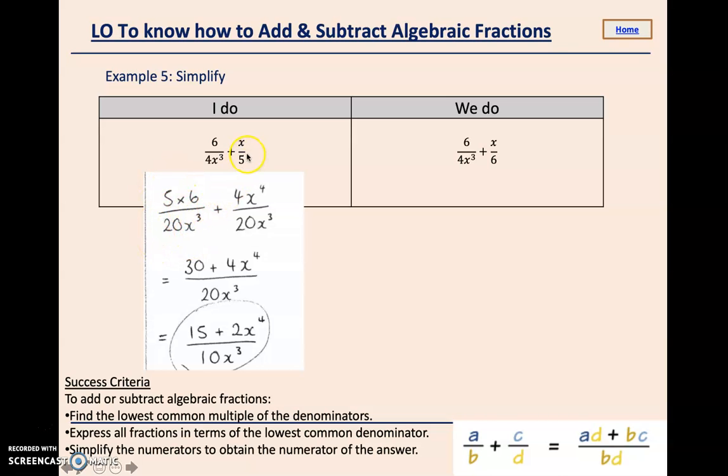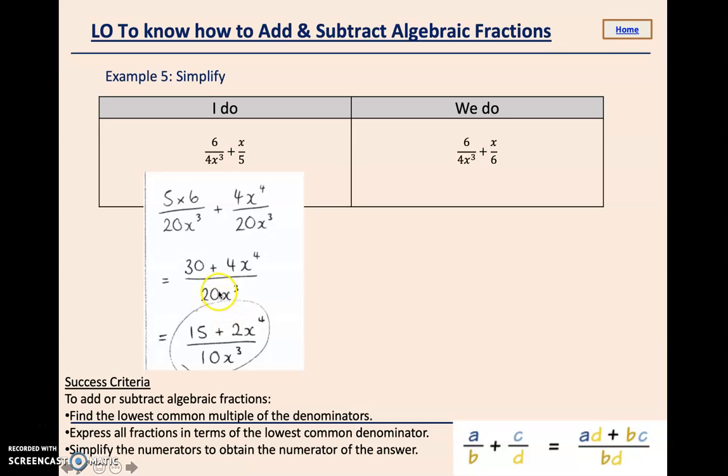And we're going to need to times this side by 4x cubed. So if I times 4x cubed on the top, I'm going to get 4x to the power of 4. If I times by 4x cubed on the bottom, I'm going to get that desired 20x cubed. So now we've got this shared denominator. We just have 5 times 6, which is 30, plus 4x to the power of 4, which we've got here.